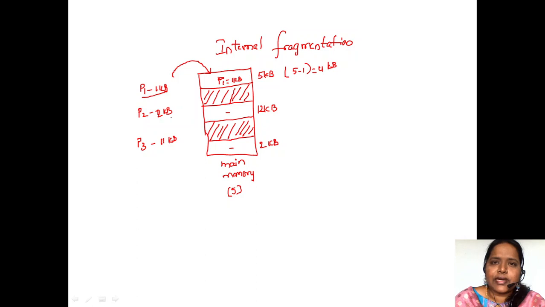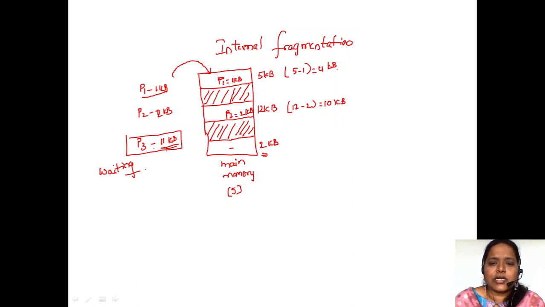And P2 requires 2 KB, but the size over here is 12 KB, so 12 minus 2 equals 10 KB. And P3 requires 11 KB, but here we can't accommodate P3. Why? Because here only 2 KB is left. This is what happens when we are not following any memory allocation algorithm, just first come first serve. So P3 requires 11 KB, but that much space is not available. Now this P3 will be waiting.